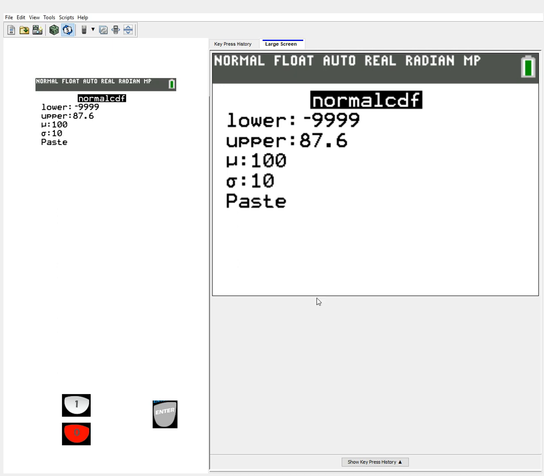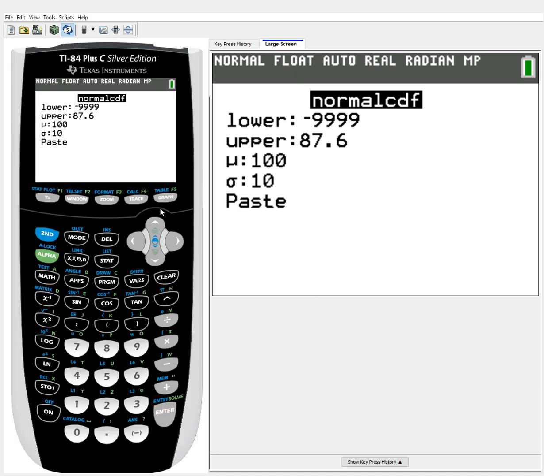Sorry, 1 second. Okay. Sometimes my program has a little mistake there.